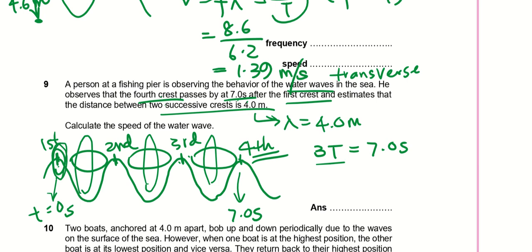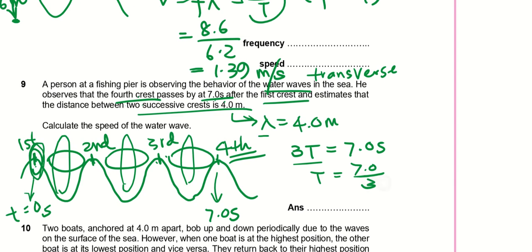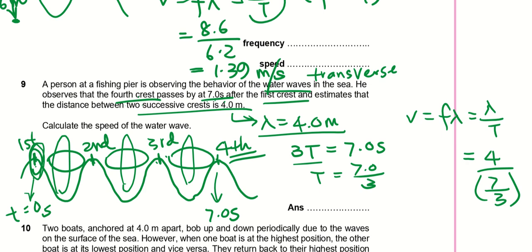But after that, if you can get this, my period is 7 over 3. And this is easy. My wavelength is 4 meters, so we use v equals f lambda, or v equals lambda over T. We can get 4 over 7 over 3. So the answer will be about 1.71 meters per second.